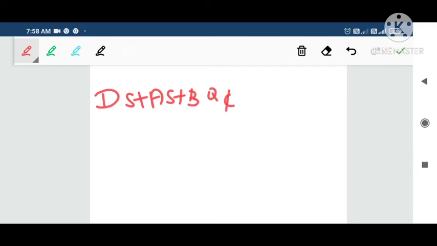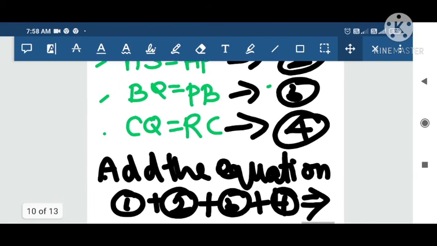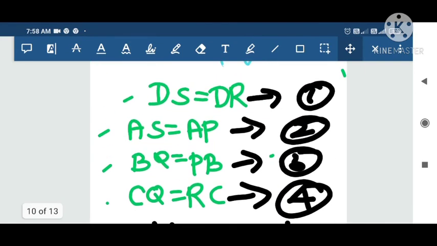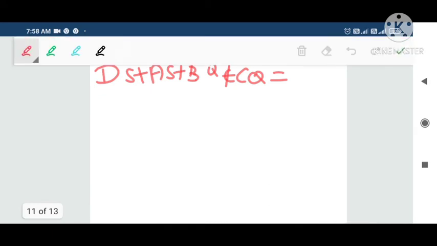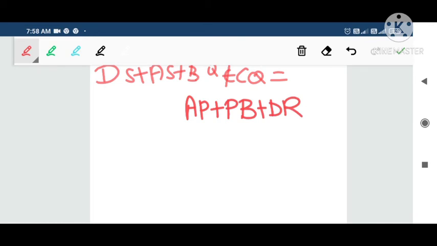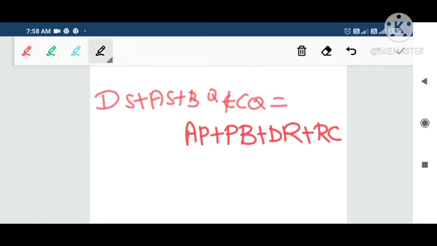BQ plus CQ is equal to, and next the right hand side, AP plus PB plus DR plus RC. So now you need to take over the set. You can see these two, DS and AS, BQ and CQ.